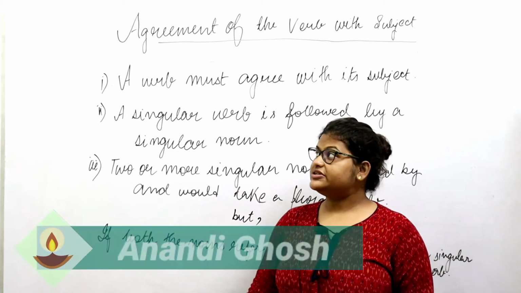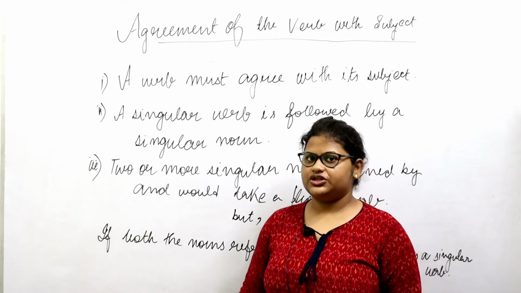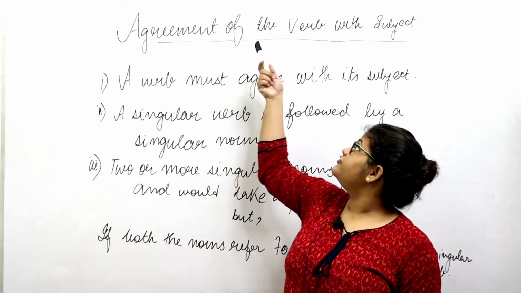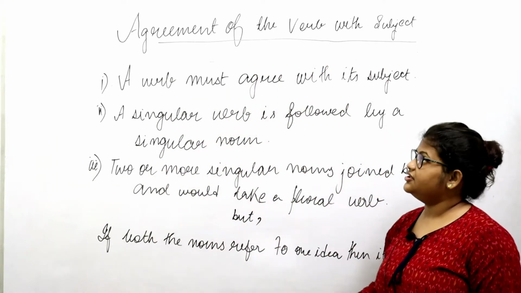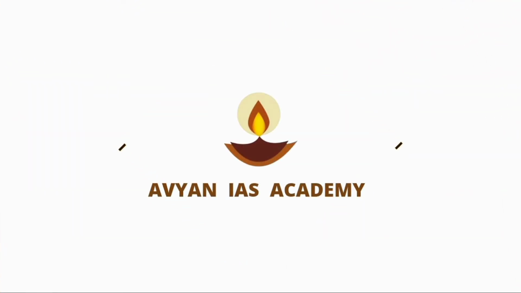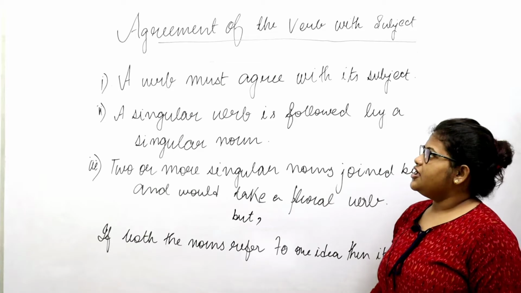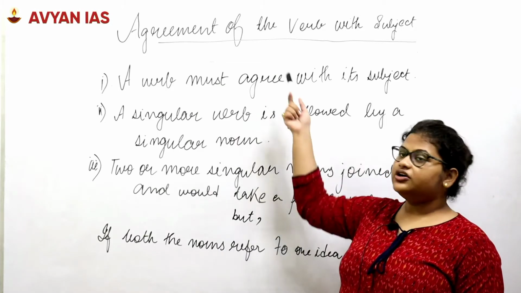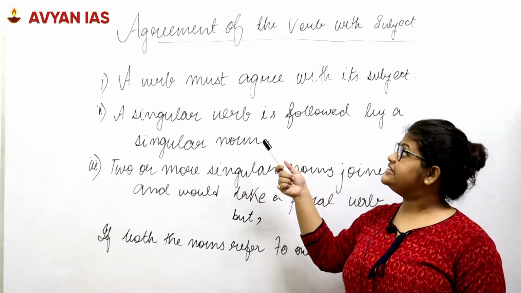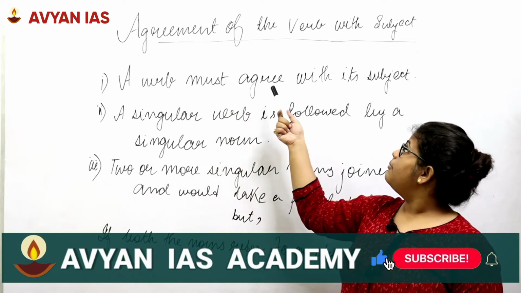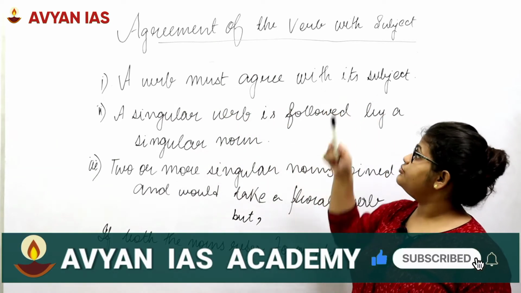Today we will take up one more part of the English language, that is agreement of the verb with the subject. So first of all, let us talk about what this topic means. It means that the verb must agree with its subject.